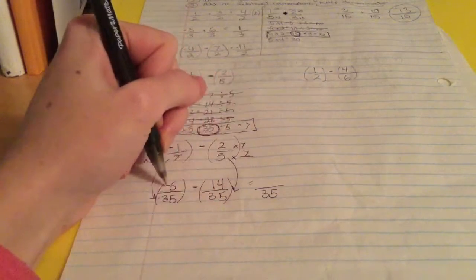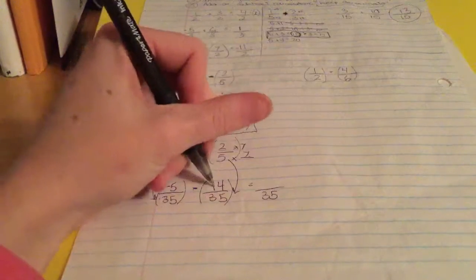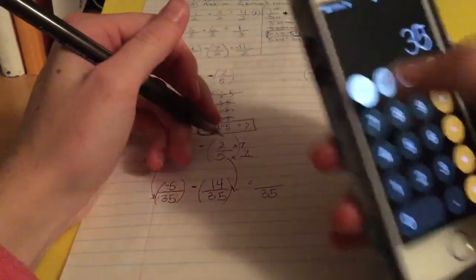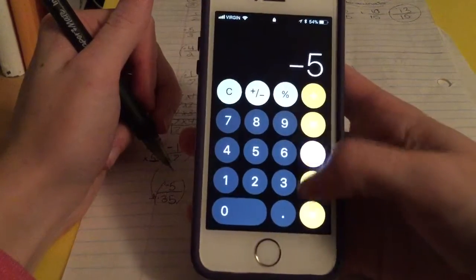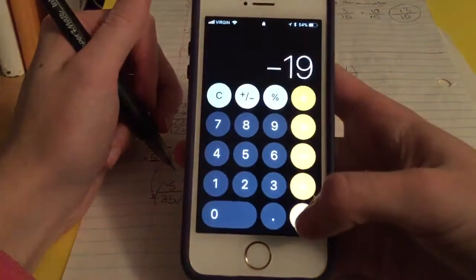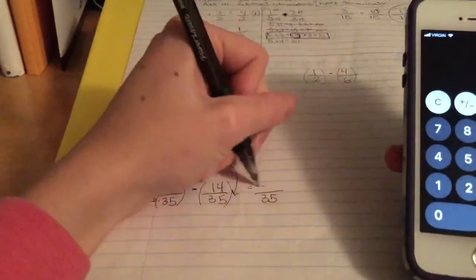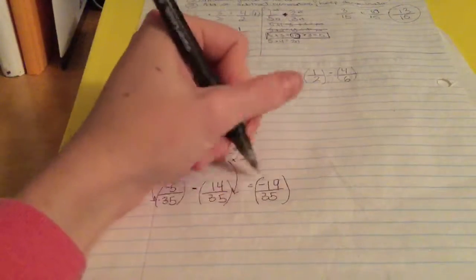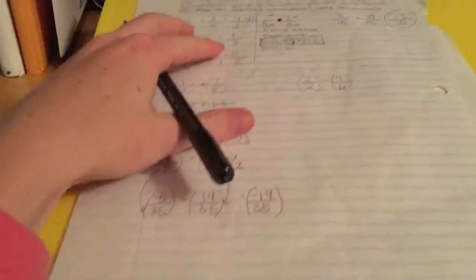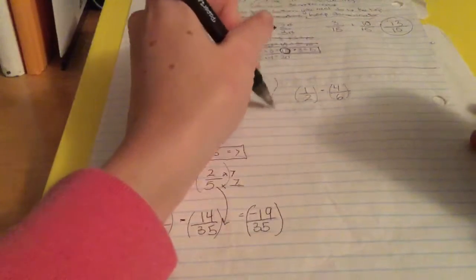Just look at the numerators now. -5 minus 14. Now you can use a number line for this, or you can just put it into your calculator. We have -5 minus 14. That's going to give us -19. Is our answer. -19 over 35. That's the answer. Let's do another one here.